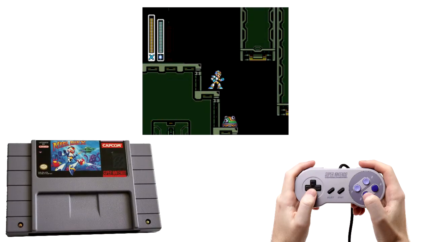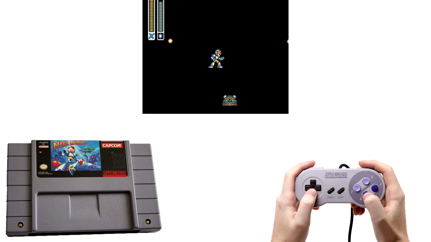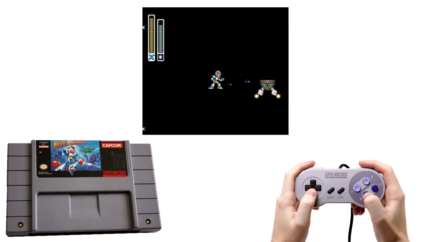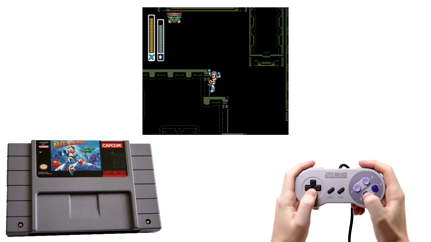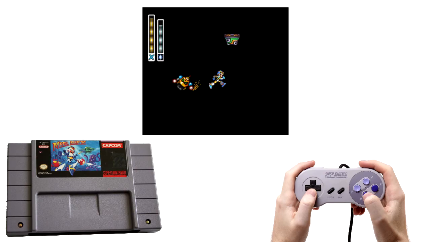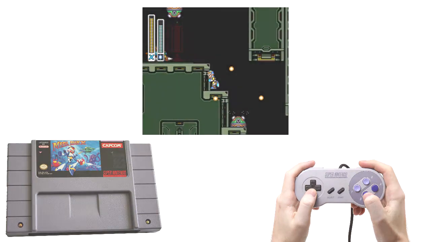Mechanics define what the game can do. Dynamics define how mechanics work during gameplay. And aesthetics define the player's reaction to the sum total of dynamics that they experience in gameplay.